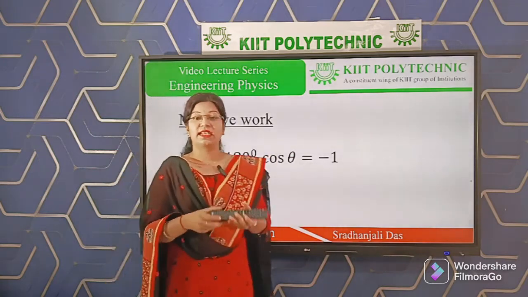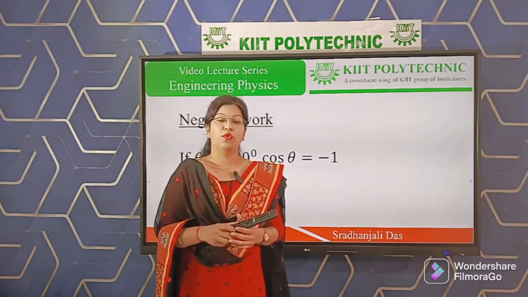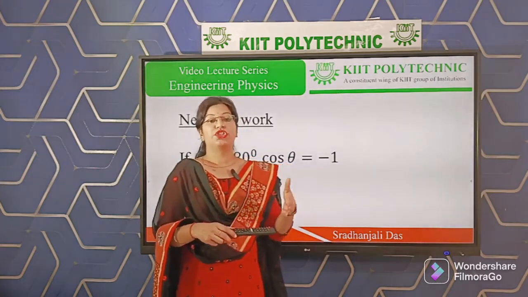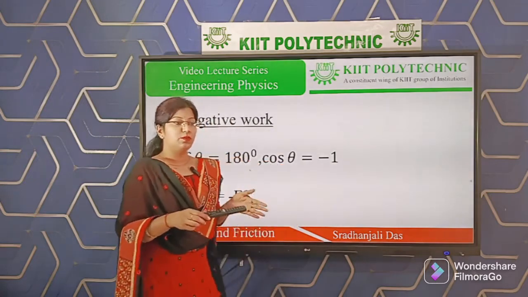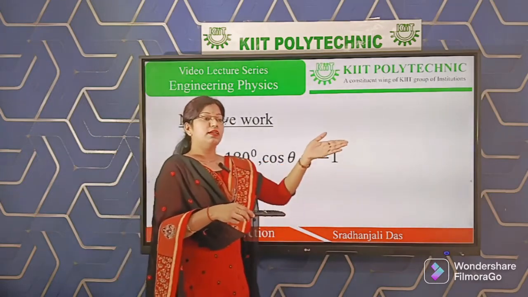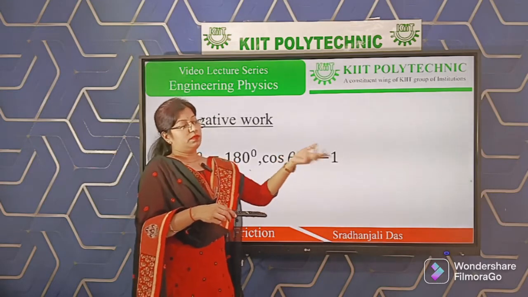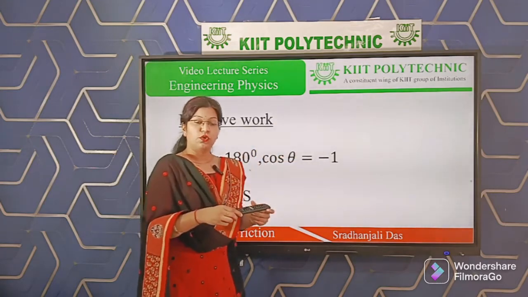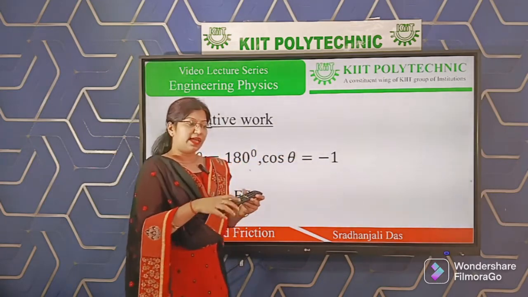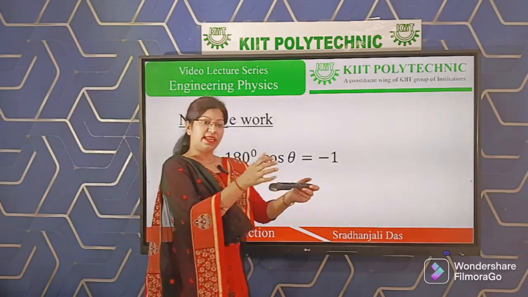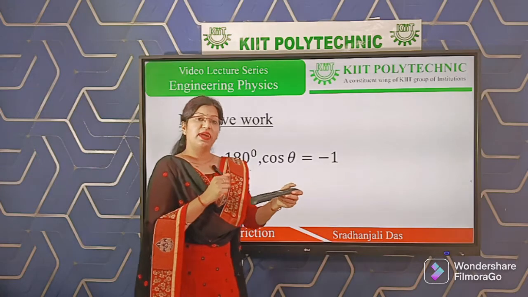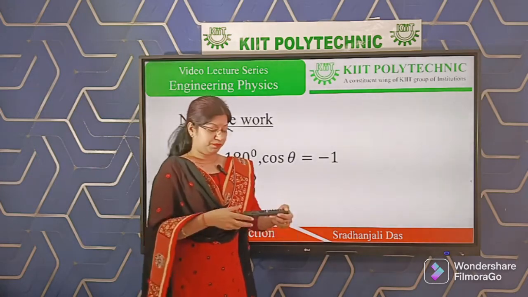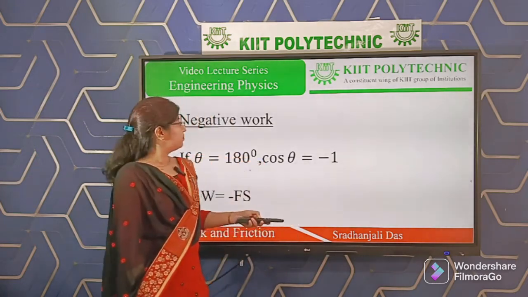We also take another example of negative work. Suppose a bus or a vehicle is in motion in a forward direction, and after some time the driver applies the brake. When the brake is applied, the direction of the motion and the direction of the braking force are opposite to each other. That's why it is also a negative work. Now we move to the next one.